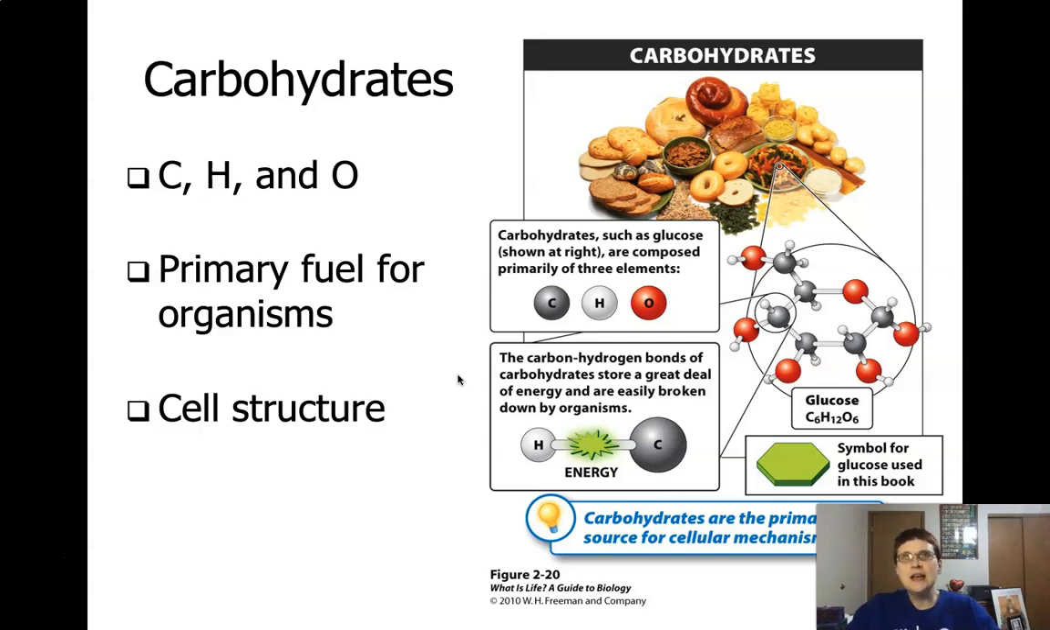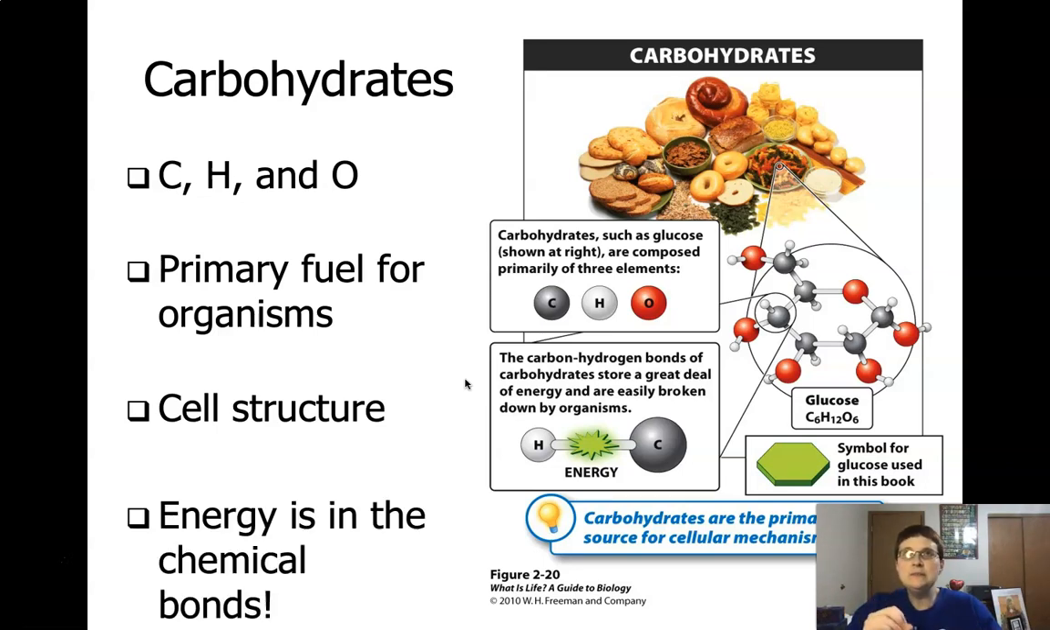The secondary function for carbohydrates we're going to see is structure. Some organisms like plants and insects and crustaceans are going to use different types of carbohydrates to reinforce their cells to make them stronger. We'll see that later on. But the main function for carbohydrates is energy, for fuel.